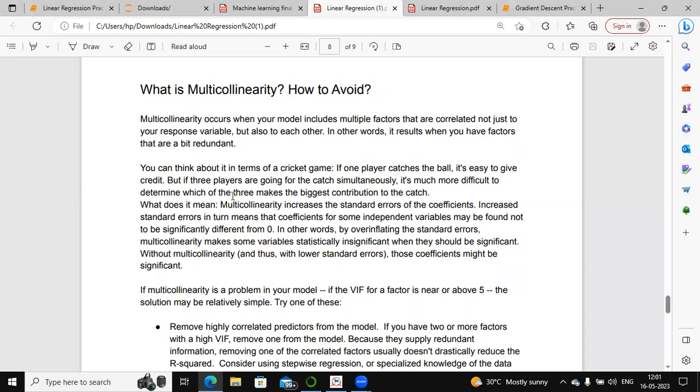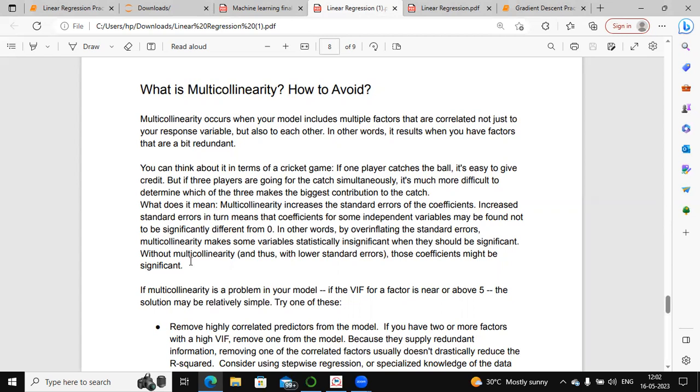What does it mean? Multicollinearity increases the standard errors of the coefficients. Increased standard errors in turn means that coefficients for independent variables may not be found significantly different from zero. In other words, by overinflating the standard errors, multicollinearity makes some variables statistically insignificant when they should be significant.